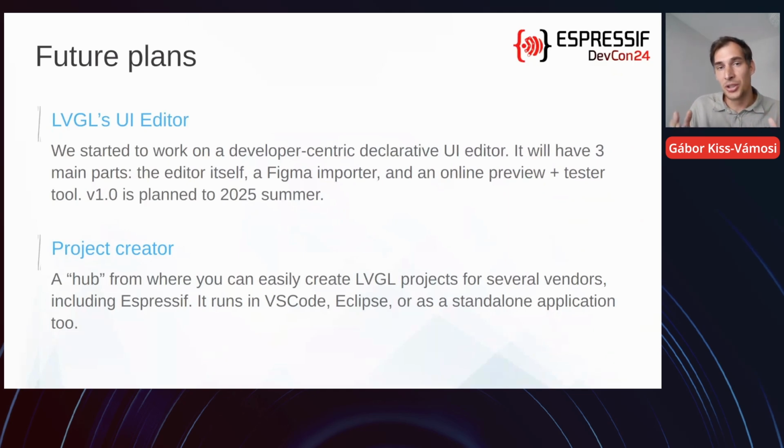As it's a developer-centric tool, it's a very high priority for us to make the generated code easy to use and easy to extend. It's not okay to have a large, bulky generated code that you cannot really touch. It can be very modular and integrated smoothly with the code that you add as a developer. As I mentioned, the second part should be a Figma importer, which helps you to move the Figma design to the editor. And finally, the third part that I haven't mentioned yet is an online preview.